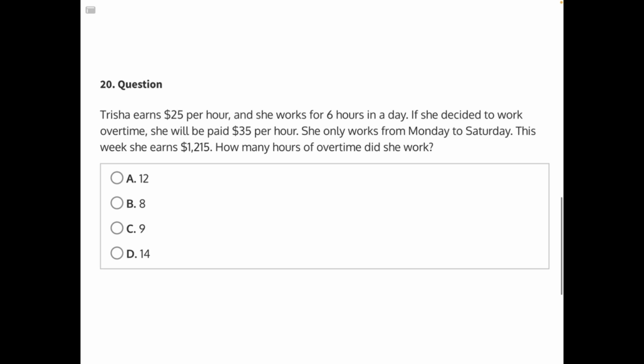Trisha earns $25 per hour and she works for 6 hours in a day. If she decided to work overtime, she will be paid $35 per hour. She only works from Monday to Saturday. This week she earns $1,215. How many hours of overtime did she work?